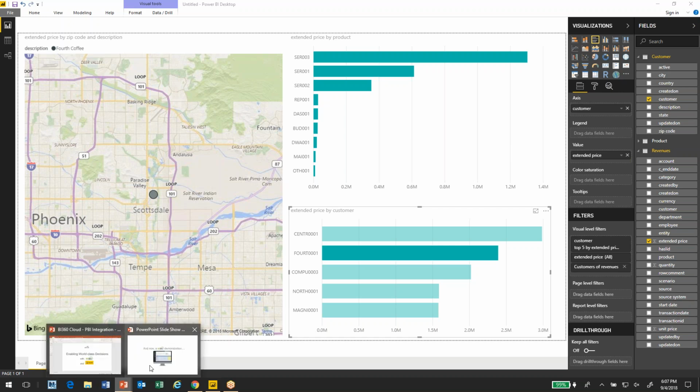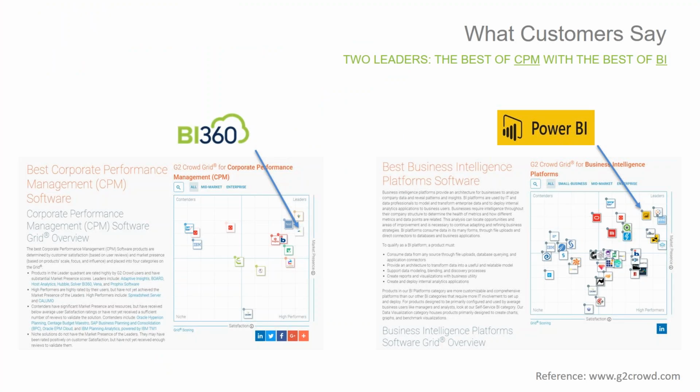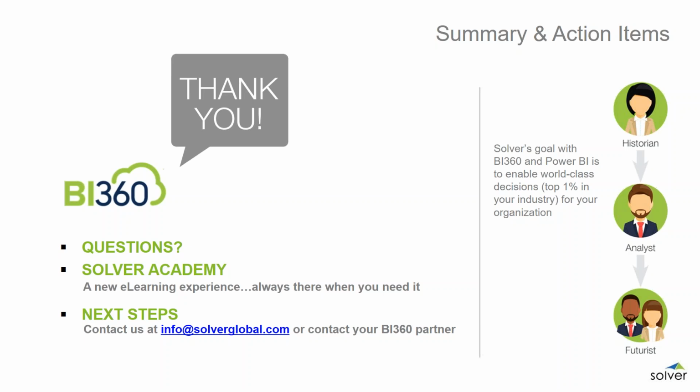to BI360. And finally, you can take a look at one of the firms, G2 Crowd, that is rating applications. And here you can see the very clear synergy between BI360 and Power BI. As a matter of fact, both products are leaders in their respective G2 Crowd quadrants. On the left side, you see BI360 rated as a leader in the corporate performance management quadrant. And on the right side, you can see Power BI rated as a leader in the business intelligence quadrant. In other words, with BI360 for Power BI, you get the best of both worlds.